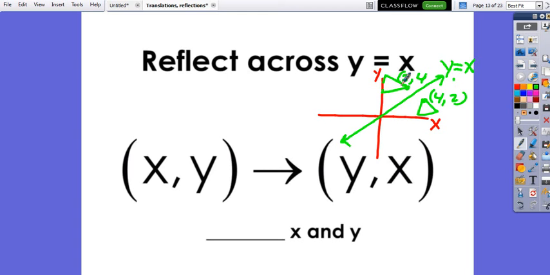Okay? So it's not that complicated. So we're going to swap x and y. Now, if you had to remember all these by memory, it might be a little bit challenging. But if you don't have to memorize it, it's pretty easy. So let's go on and look at some examples of this one.